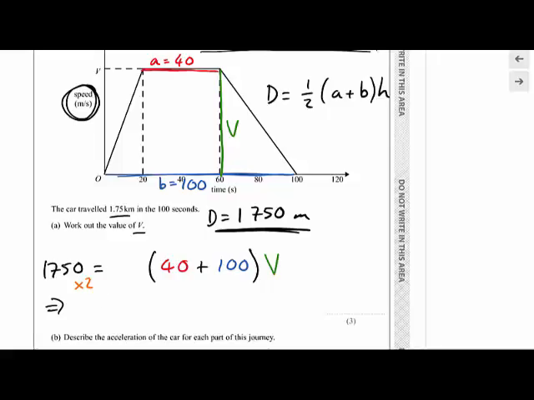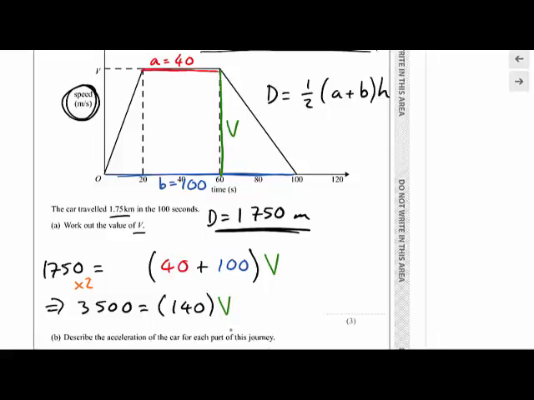So what's 1,750 times 2 then? Do it in sections. What's 1,000 times 2? That's 2,000. What's 750 times 2? That's 1,500. So what's 2,000 plus 1,500? That's 3,500, right? And that equals, on the right-hand side, 40 plus 100, that's just 140, times v. Remember, v is what I'm after.